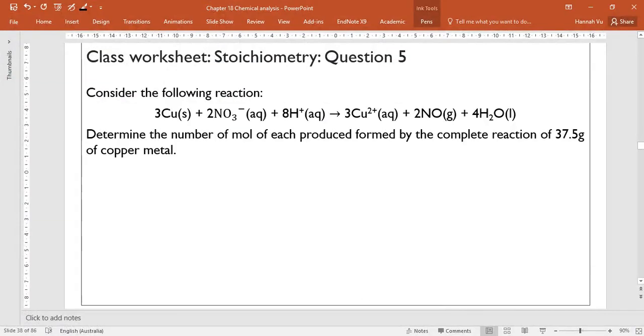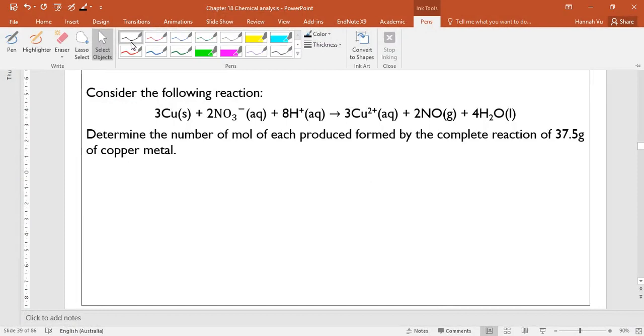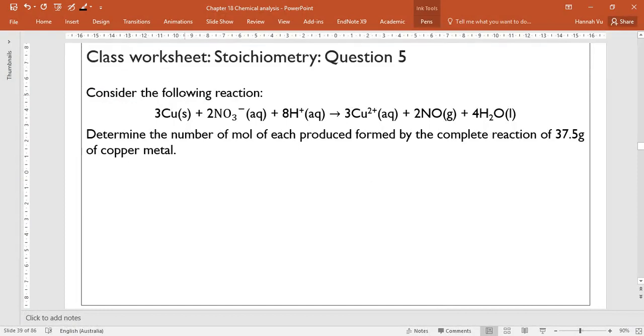Moving on to question 5. So we have a reaction that is really long, but that's not a problem because I give you the equation. It's a reaction between copper and nitrate ions and hydrogen ions, and it produces copper ions and nitrogen oxide, nitrogen monoxide, and water. Okay, it doesn't really matter at this stage. It becomes more interesting later.